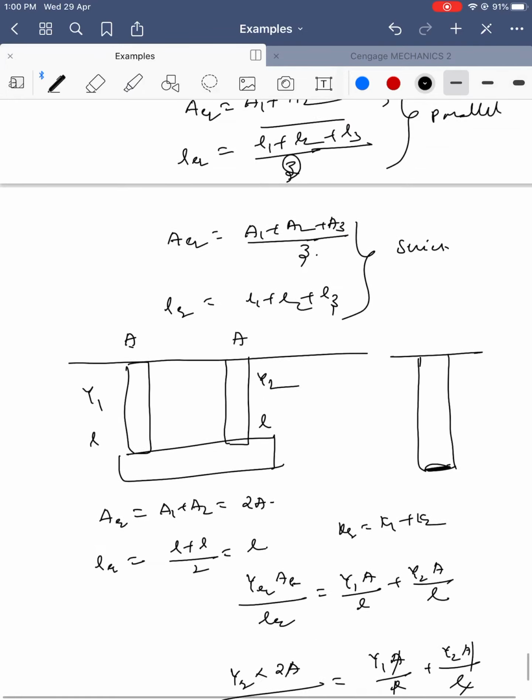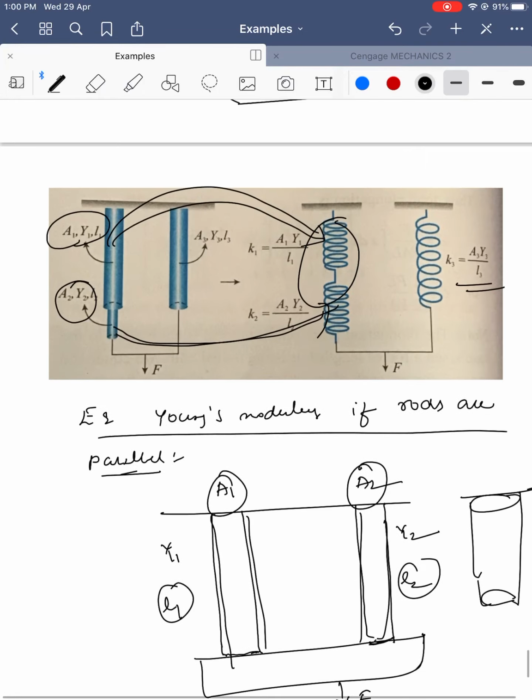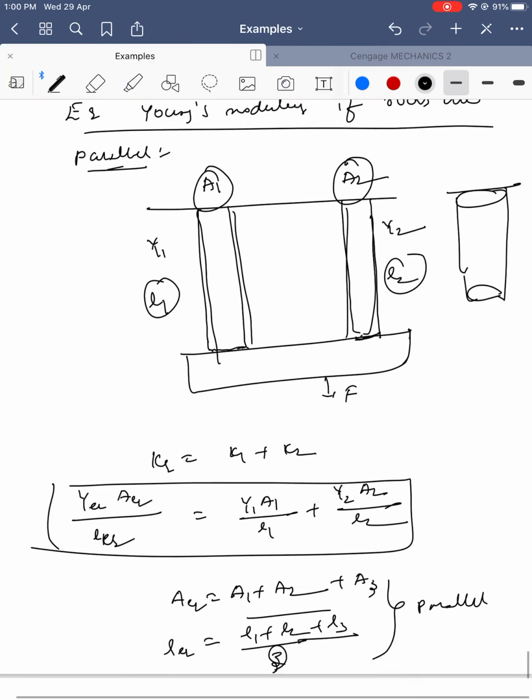So these are the cases to find the equivalent Young's modulus. Okay, thank you.